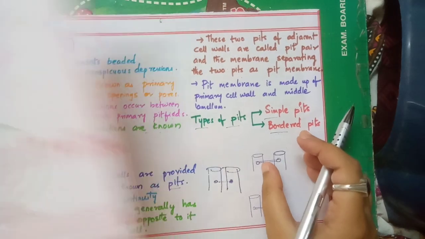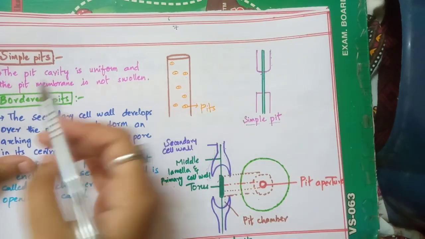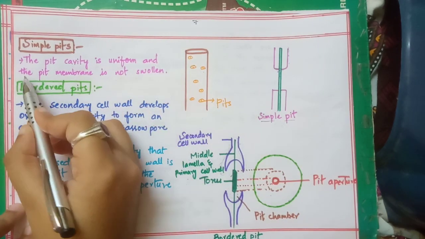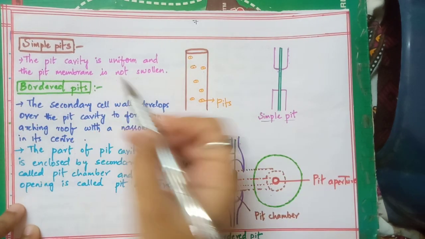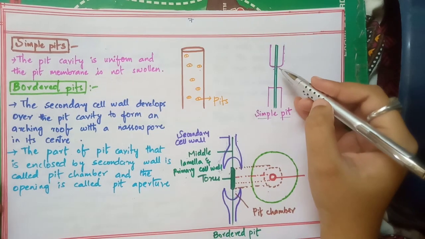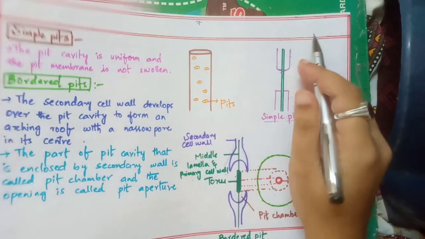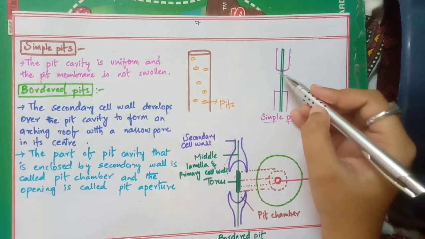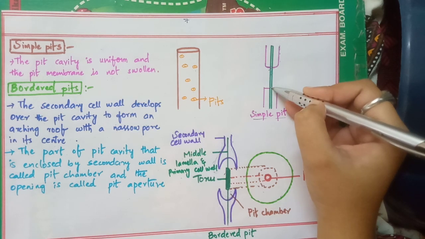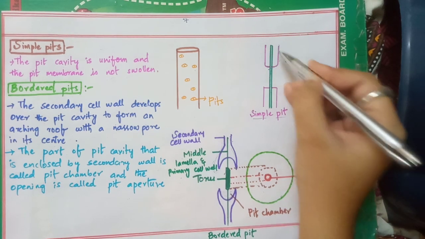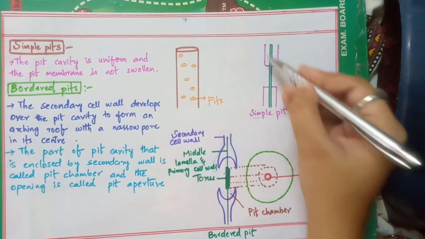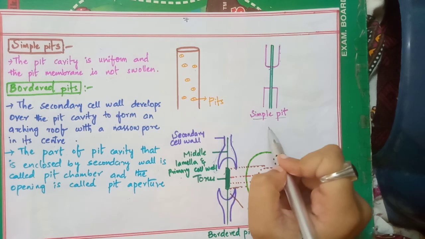Here, simple pits. Generally the simple pit is uniform and the pit membrane is not swollen. This is the structure of the simple pit. Here it is the pit membrane. It is made up of the primary cell wall and middle lamella, and this structure which is seen in the pink color is the secondary cell wall, which is uniformly arranged. This is known as a simple pit.